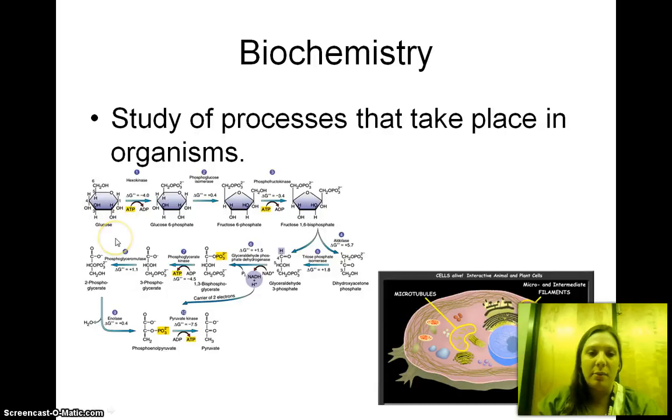And glycolysis, the process of glycolysis, is to take glucose and sort of change its shape and do a bunch of things in order to get ATP, which is the energy molecule. So a biochemist is somebody who really gets down to the structure of the chemical compounds that are taking place in order to produce those energy molecules.